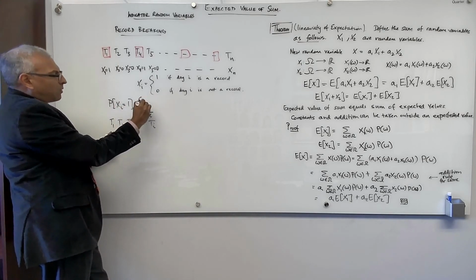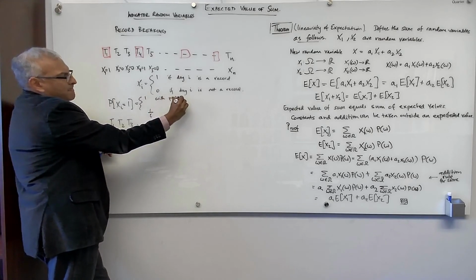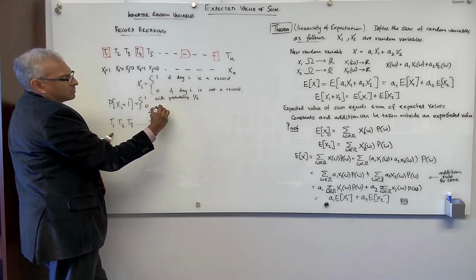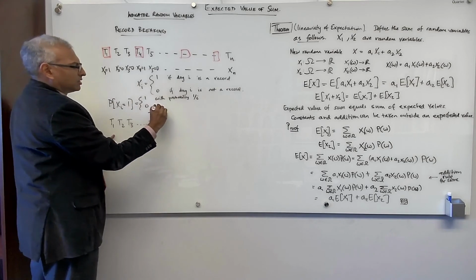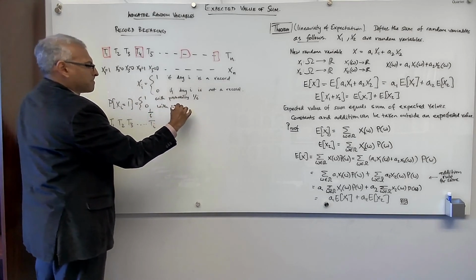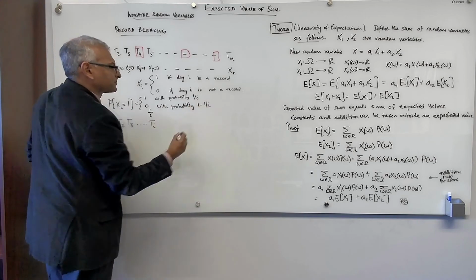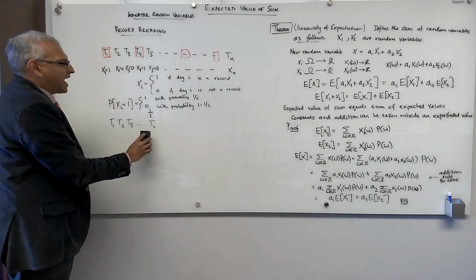So this is 1 with probability 1 over i, and 0 otherwise. It's an indicator with probability 1 minus 1 over i of being 0. So the probability of success for this indicator random variable is 1 over i.